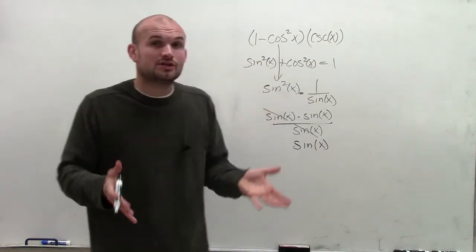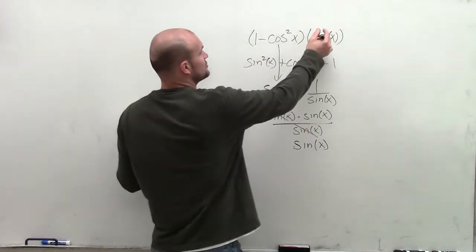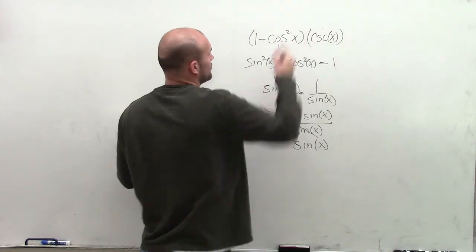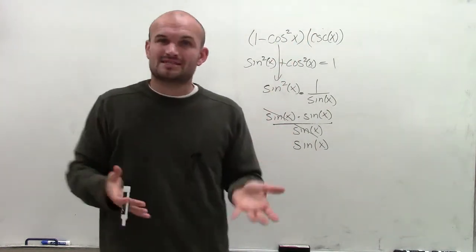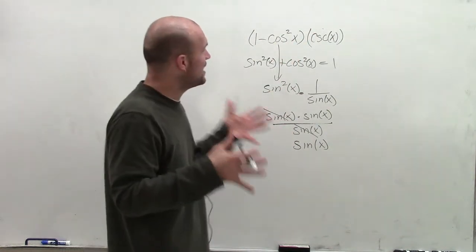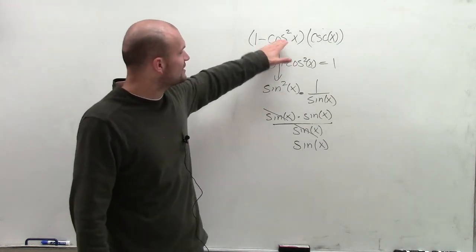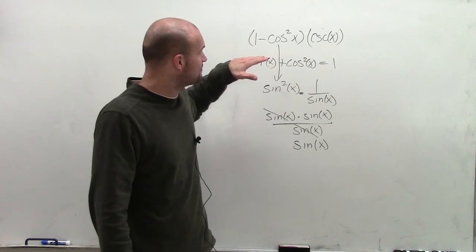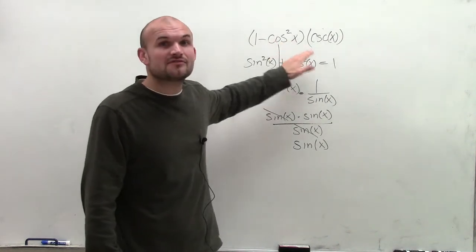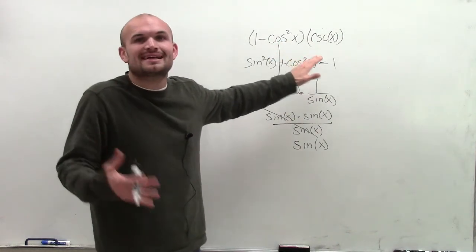Now, another way that you could solve this problem is you could also use the distributive property and multiply all the way through. However, it might get a little more difficult, and you have to use a little bit more identities. But I always like to simplify it, starting from the initial point, as much as I can before I go any further.